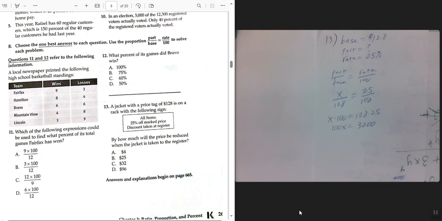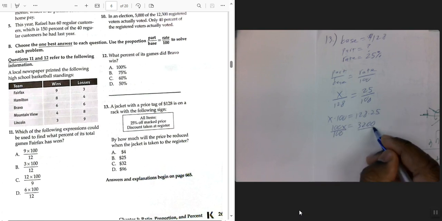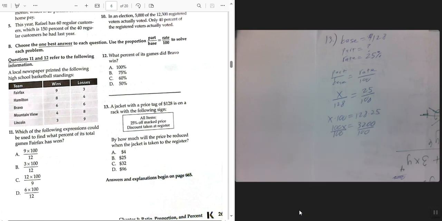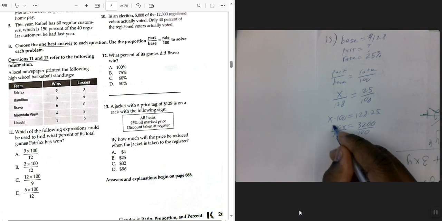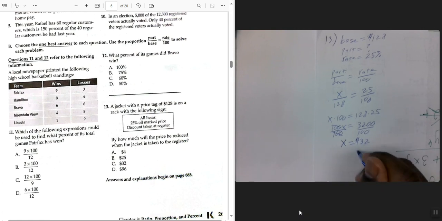Okay, now you divide each side by 100 because remember we're trying to get x by itself, which in this case x is our part. We divide each side by 100. 100 divided by 100 would simplify out, and we will have x. X is equal to 3,200 divided by 100 would be $32. So our answer here would be C. And that is how much the price will be reduced. So that is the part that's being reduced.